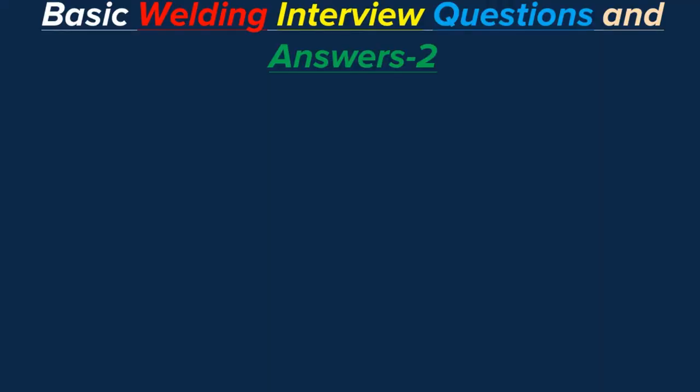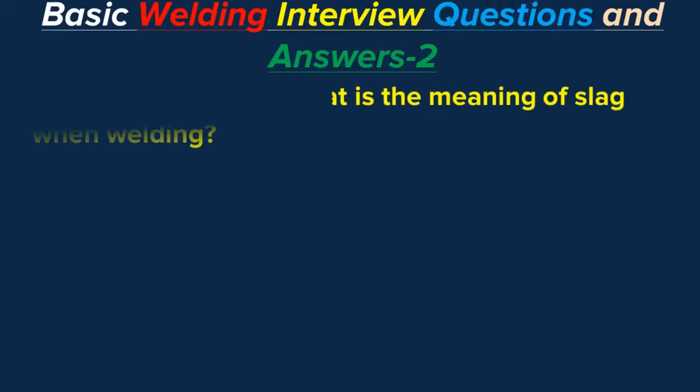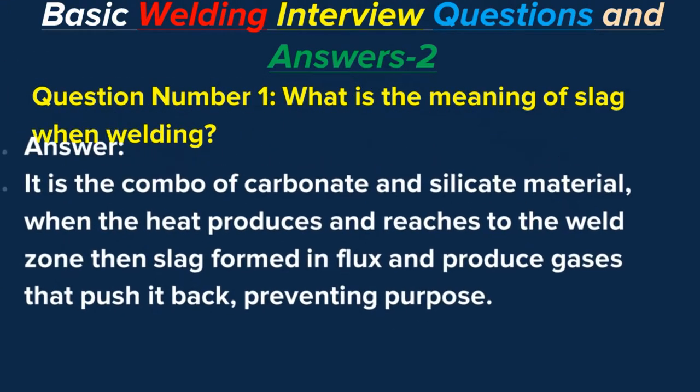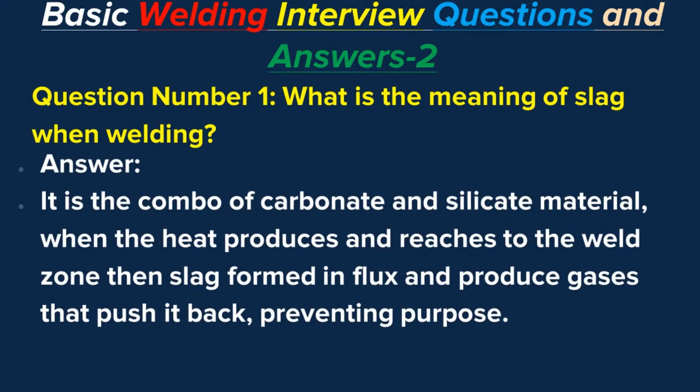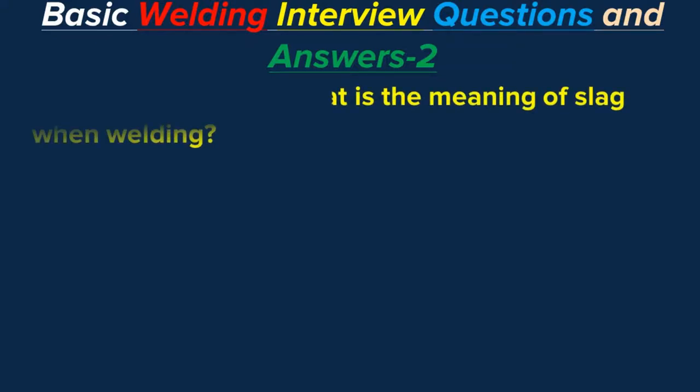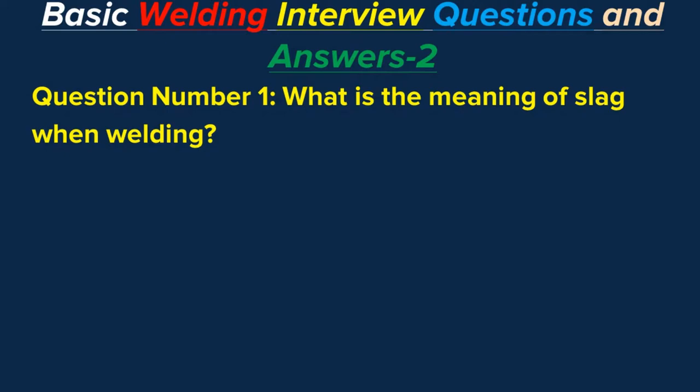Question number 1. What is the meaning of slag when welding? Answer. It is a combination of carbonate and silicate material. When the heat is produced and reaches the weld zone, slag forms in the flux and produces gases that push it back, preventing oxidation.